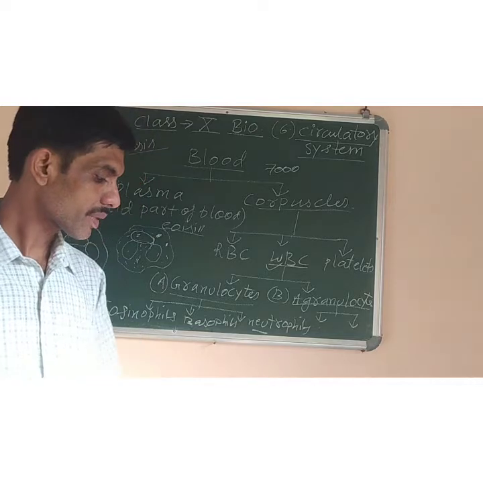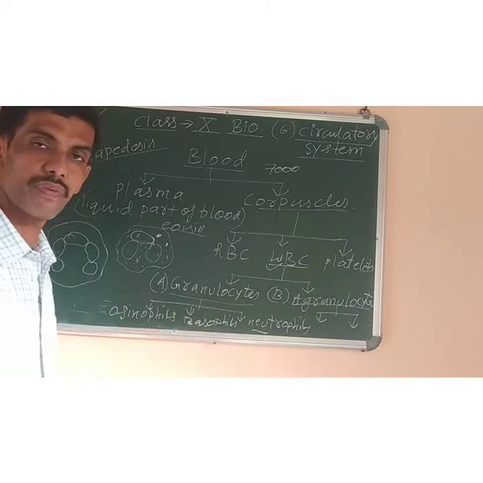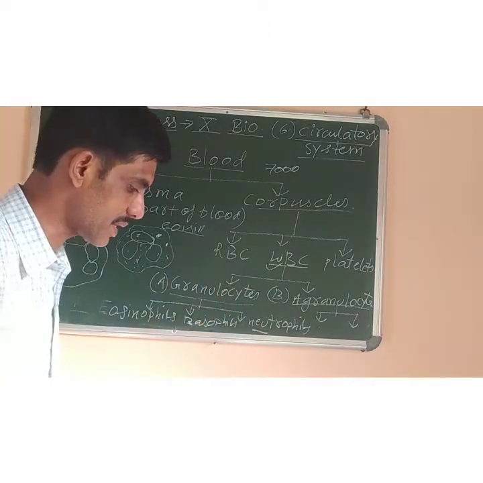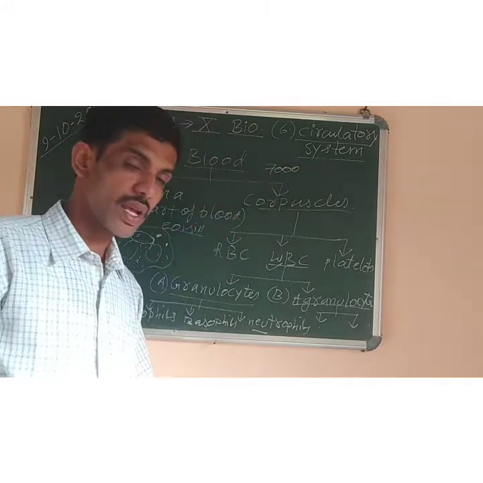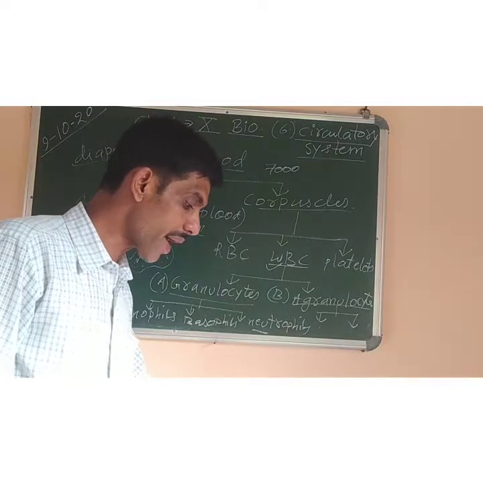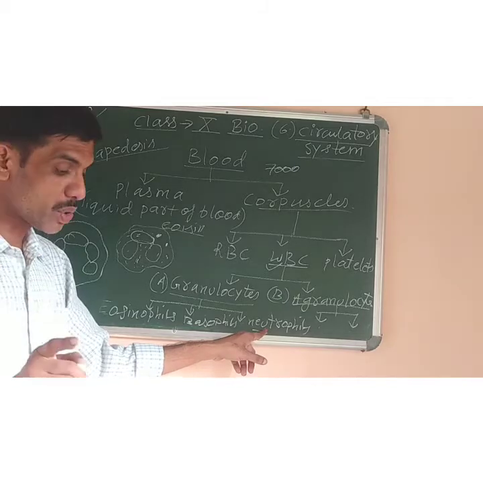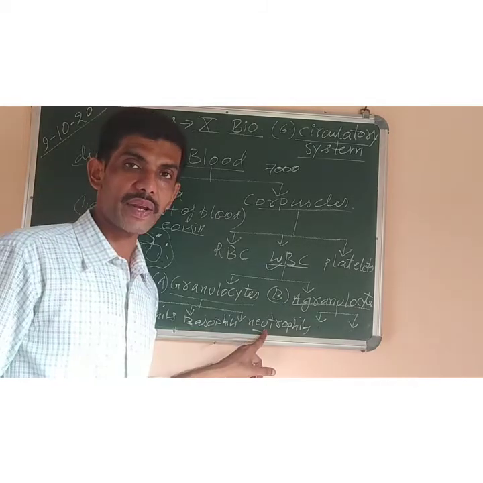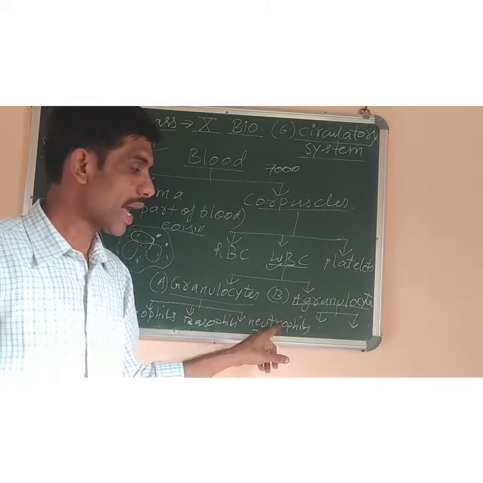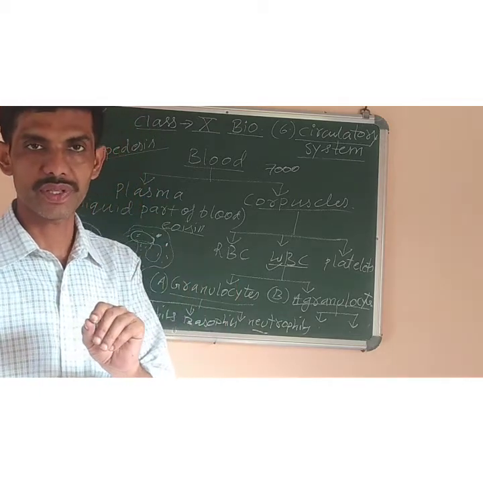Now next, they normally constitute 50 to 70% of the white blood cells, which means the maximum amount of WBC is neutrophils, and their production increases whenever any bacterial infection occurs in our body. What is phagocytosis? Each neutrophil is able to kill 5 to 25 bacteria, which means one neutrophil, that is one WBC, can kill 5 to 25 bacteria by a process called phagocytosis.